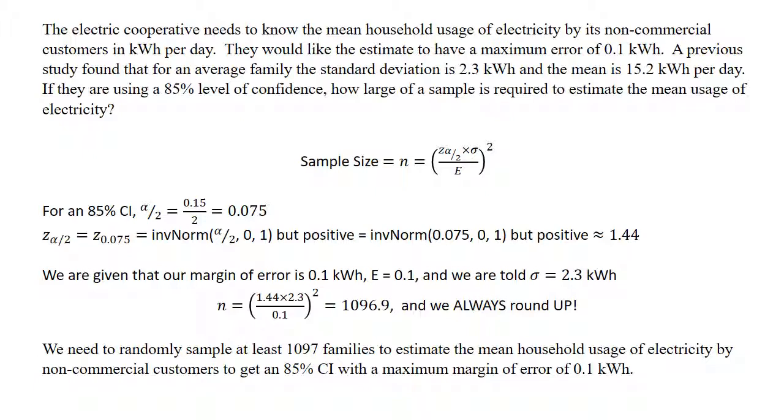to get an 85% confidence interval with a maximum error of 0.1 kWh, kilowatt hours, I think.